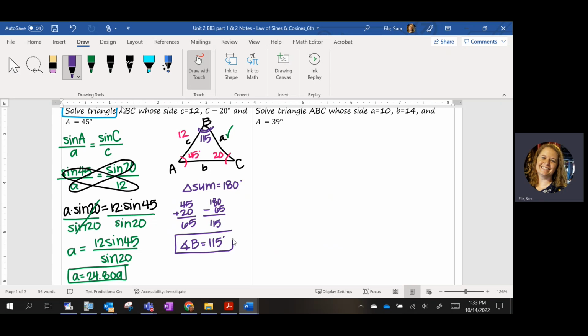All right, 2 down, 1 to go. All that's left to find in this triangle is side B. Now, I have 2 possible ratios I could set up, 2 possible proportions. I could set up B with A because now I know A, right? Or I could set it up with C. Which one do you think's the better option? Why?